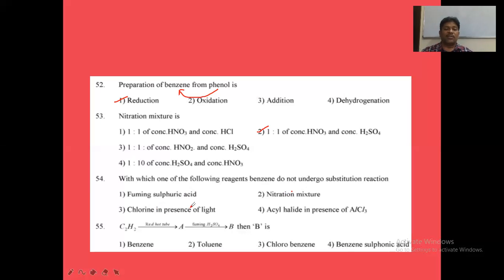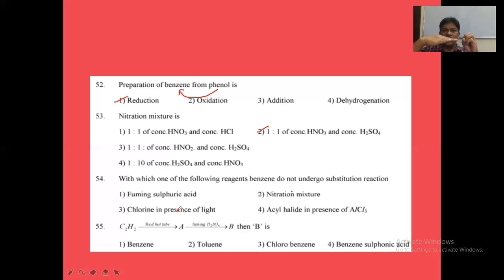Next, chlorine in presence of light. In presence of sunlight, what happens? In presence of AlCl3 and FeCl3, Cl2 will dissociate into Cl+ electrophile and Cl- nucleophile. But here they ask about light, sunlight. In presence of sunlight, the Cl2 will dissociate into Cl dot, Cl dot. Homolytic cleavage takes place.